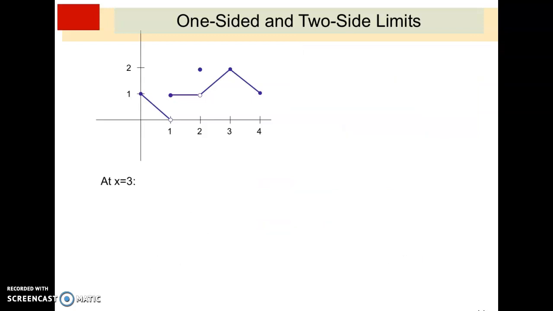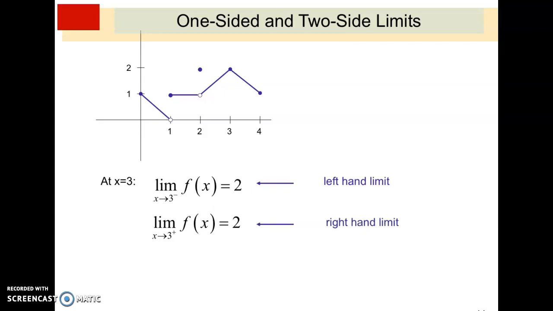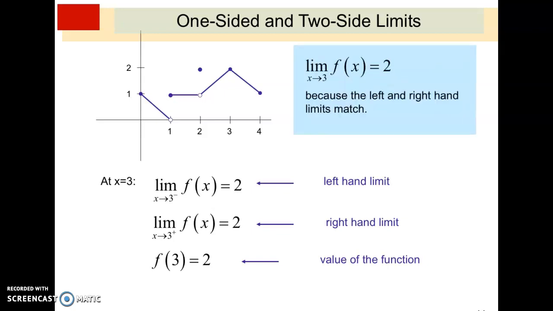Let's do one more really quickly here. At x equals 3, my left-handed limit targets 2. My right-handed limit targets 2. My value of the function also targets 2. It just happens in this case that the limit as x approaches 3 is equal to 2, which happens to equal the value of the function.